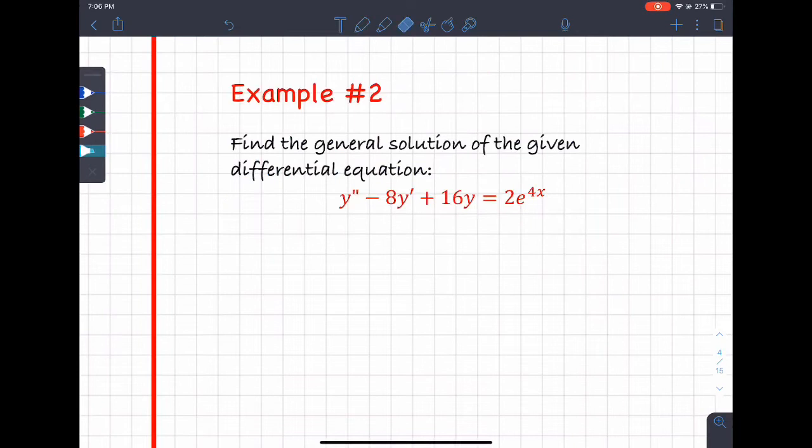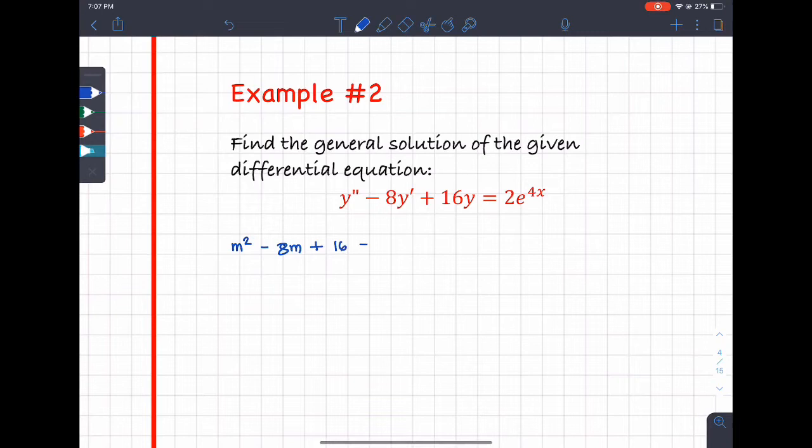Let's have our second example. We are to find the general solution of the given differential equation, which is y double prime minus 8y prime plus 16y is equal to 2e raised to 4x. Similar to what we did on the first example, we are to find the complementary solution first. To find that, we will be transforming the differential equation into its equivalent algebraic equation. So y double prime becomes m squared minus 8m plus 16, and that would be equal to 0.